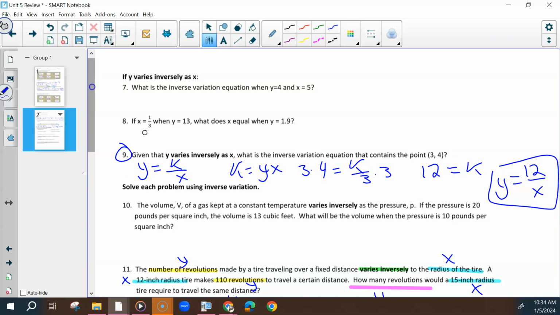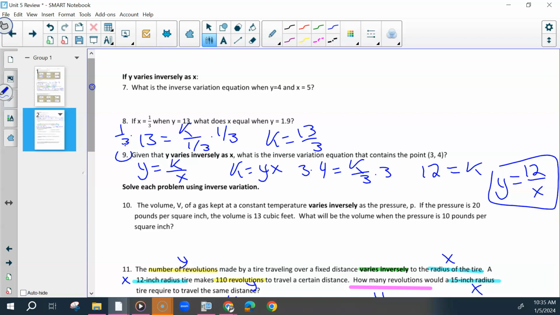So 13 equals k over 1/3. And then multiply both sides by 1/3. We're going to leave that as a fraction because it's not going to be a nice decimal. So k equals 13 over 3. And then we're looking for x.